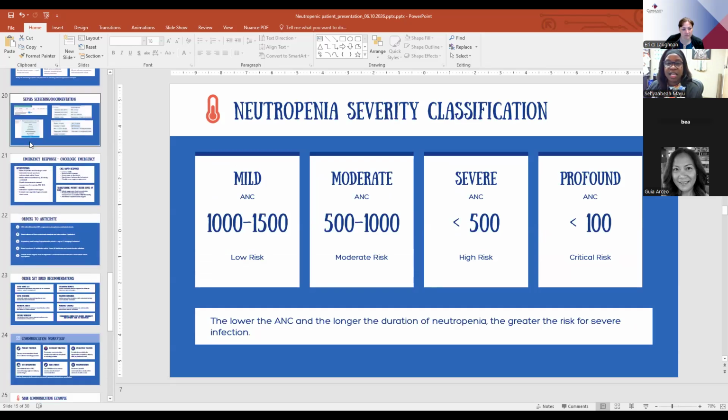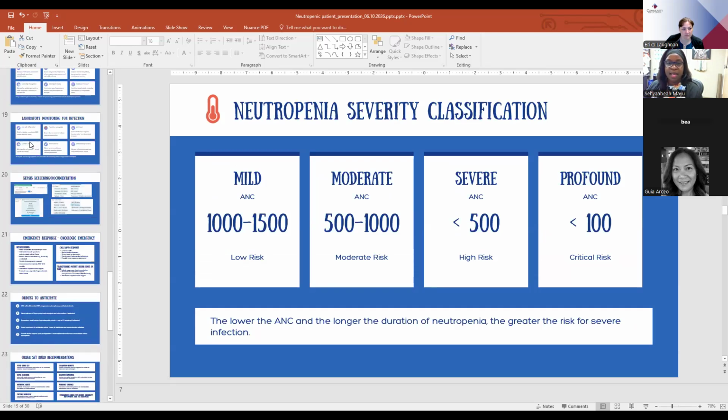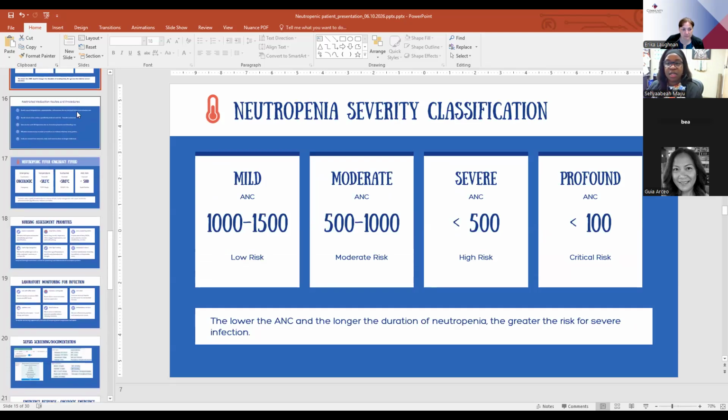Neutropenic severity classification. So I'm highlighting our mild, moderate, severe, and profound. The lower the ANC and the longer the duration of neutropenia, the more we are placing this patient at risk for severe infection. So we always want to make sure that we are monitoring our labs.